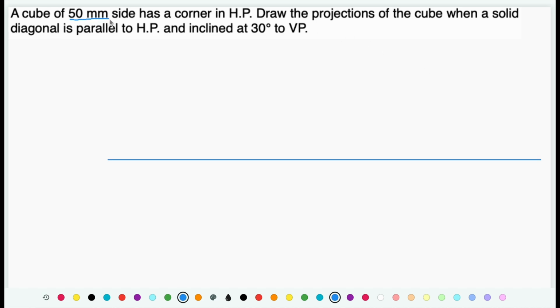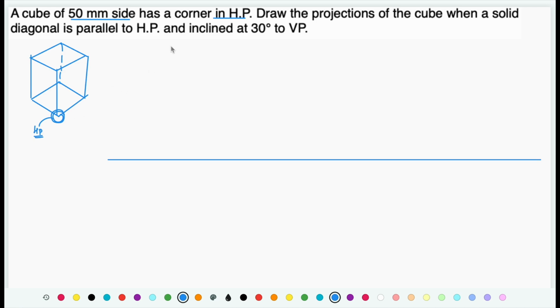A cube of 50 mm side has a corner in HP. So the object is a cube. Cube means its base as well as top is going to be a square. Okay, so let's say this is a cube. Now this cube is resting on one of its corners in HP.